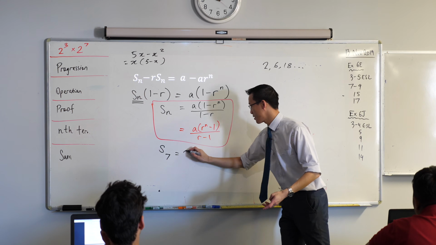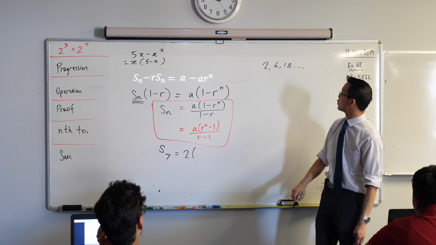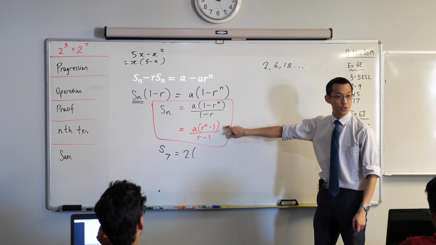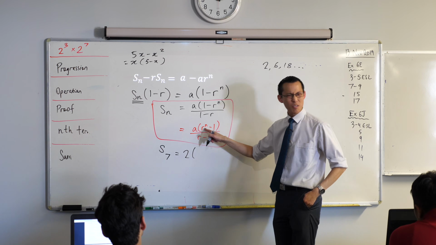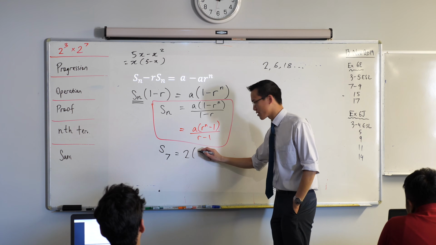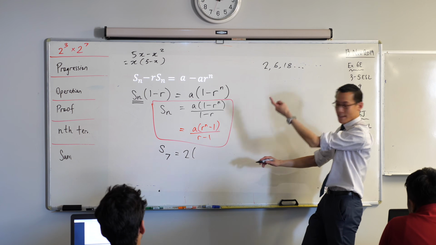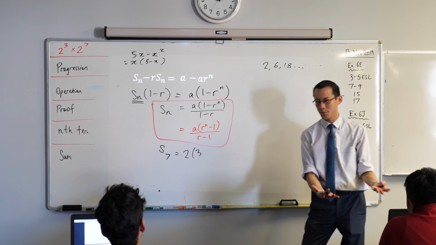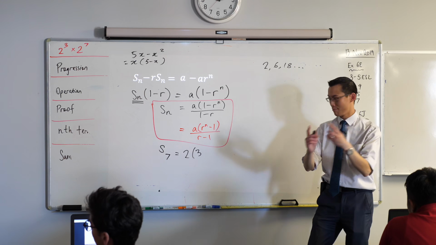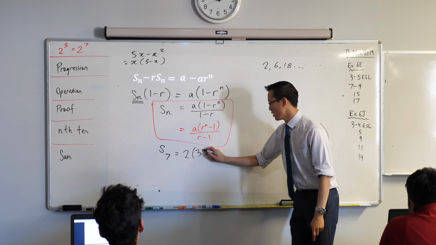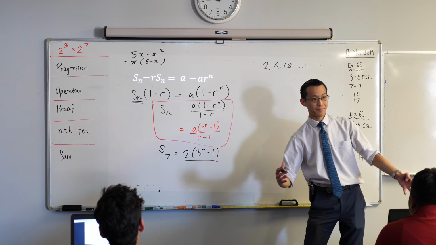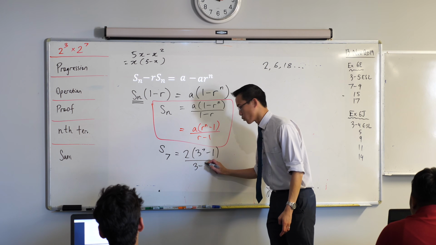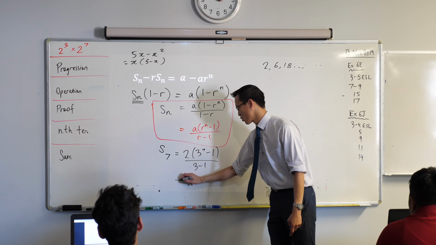2. 2, fantastic. For reasons that will become clear in a second, I'm going to use the second formula. Have a think about why I might use this one rather than that one. What's r? What did we identify? 3. In this case, it's 3. That's the common ratio. How many terms did I say I was interested in? 7. I wrote it right there. Okay. 7 minus 1. And then on the bottom I've got 3 minus 1. So now I can simplify a little bit.